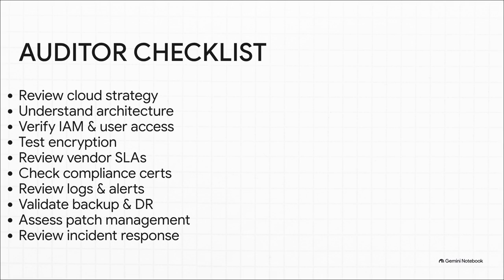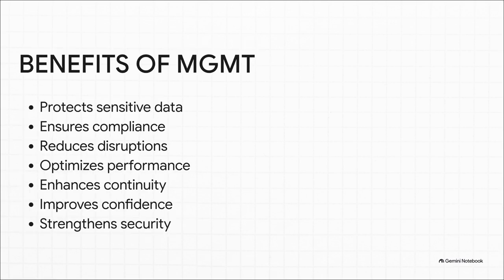7. Review logs, monitoring, and alerts. 8. Validate backup, DR, and business continuity. 9. Assess vulnerability and patch management. And 10. Review incident response and reporting. Number 13. Benefits of managing cloud risks. When we do our jobs well, look at the immense value we bring. Managing these risks protects sensitive data and systems. It ensures regulatory compliance. It reduces operational disruptions. It actually optimizes cloud performance and costs, it enhances business continuity, it improves stakeholder confidence, and it strengthens the overall security posture of the entire business.